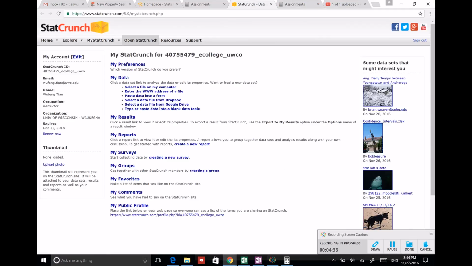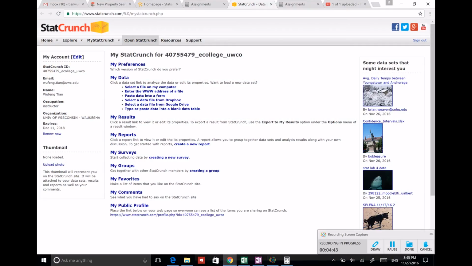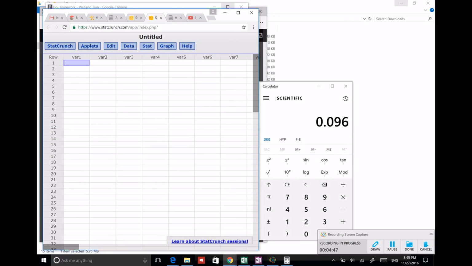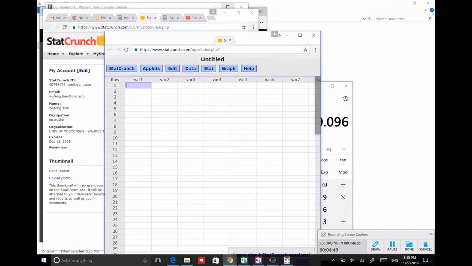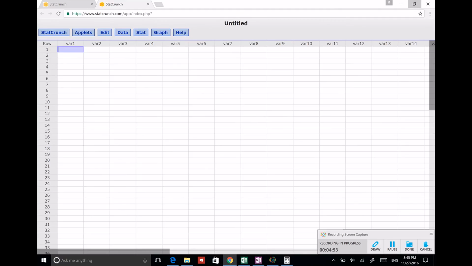Or you can use StatCrunch to do that problem. Let me see the StatCrunch. Where is the StatCrunch? Let me have StatCrunch do that problem. Okay, you can open StatCrunch. So now let's see how to use StatCrunch to do this problem.